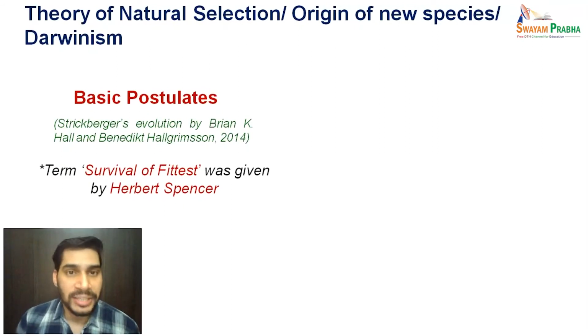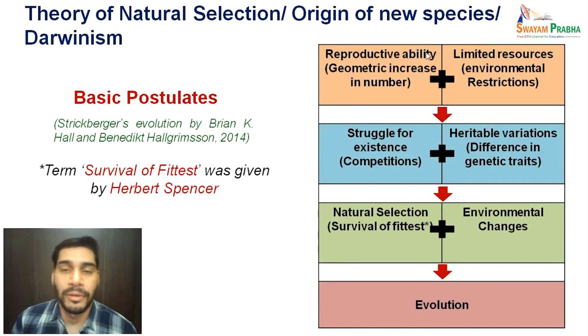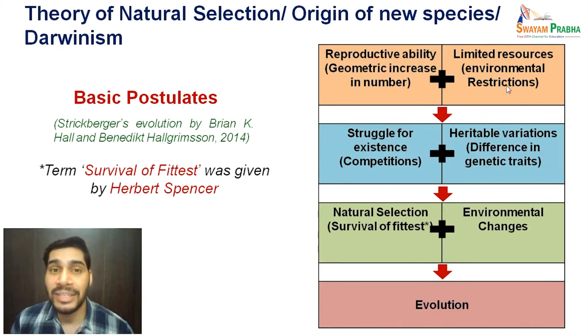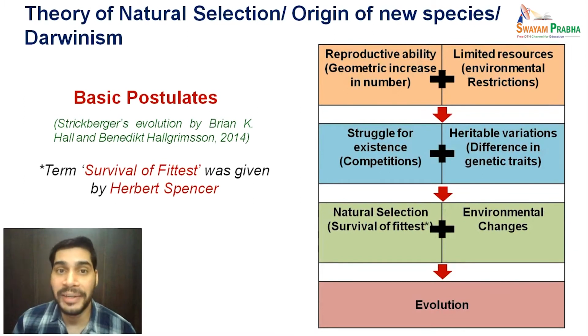Let us talk about the basic postulates of natural selection. As you can see here, there is a reproductive ability in all the organisms. By reproductive ability, we mean that the increase in number is always in a geometric progression. But the resources present at any time are limited, because they can increase only in arithmetic progression. So there are always environmental restrictions. Under these environmental restrictions, in spite of this reproductive ability, there will be a struggle for existence and thus competition. Now, as I just mentioned, these competitions can be within the members of the same species as intraspecific competition, it can be interspecific competition, that means competition between the members of two different species, or it can be competition with the environment as well.